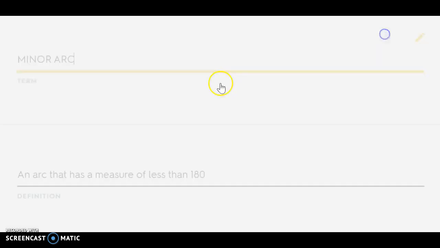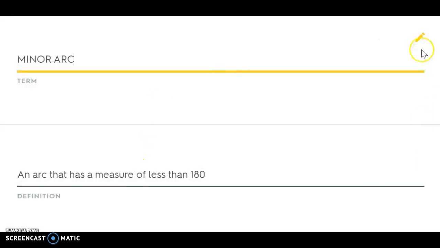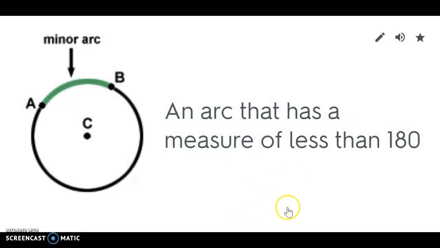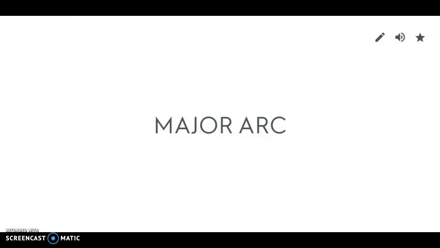And when you would write it, you can't see it that way, you would write a B with a little arc above it. And when we take notes, you'll go ahead and see. But a minor arc is less than 180 degrees.